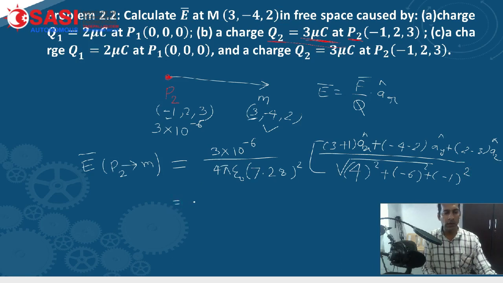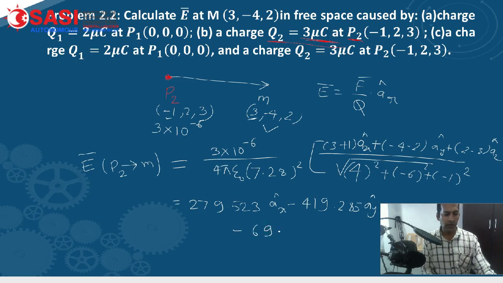After solving this, I will write down the answer for your reference. It is 279.523 AX cap minus 419.285 AY cap minus 69.881 AZ cap. So this is the answer for part B. Now let us see the C part.